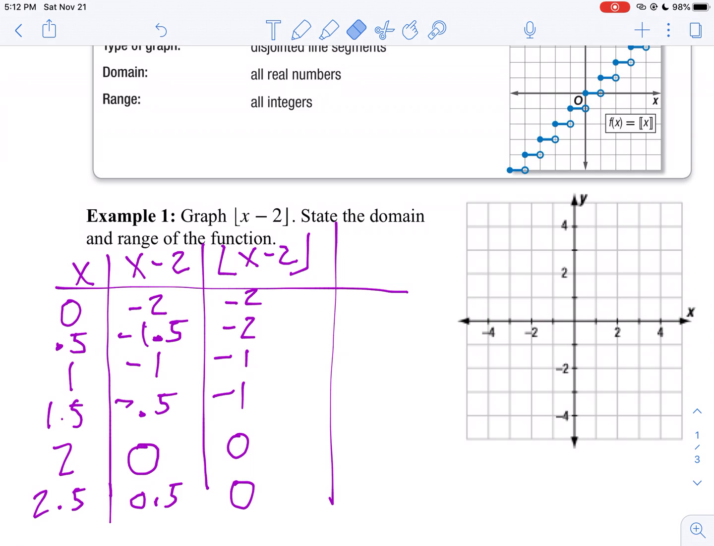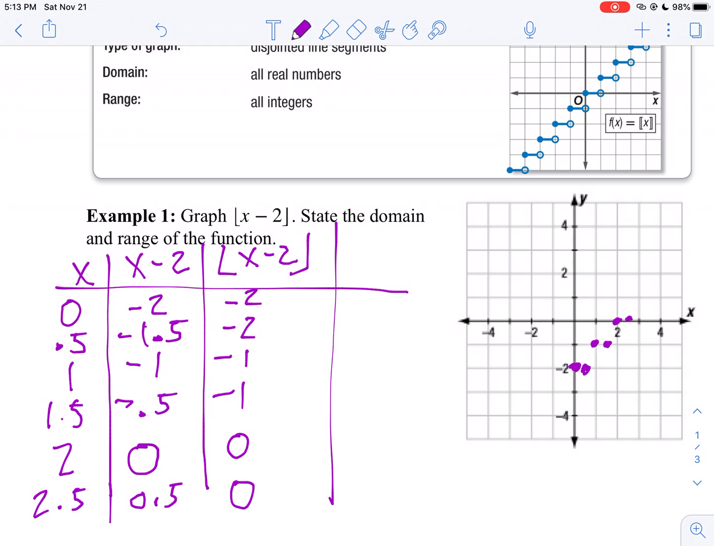So when x is 0, we're down at negative 2. Sorry about that. When x is 0.5, we're still down at negative 2. When x is 1, we're at negative 1. When x is 1.5, we're also at negative 1. When x is 2, we're at 0. When x is 2.5, we're also at 0. So what's going on here?